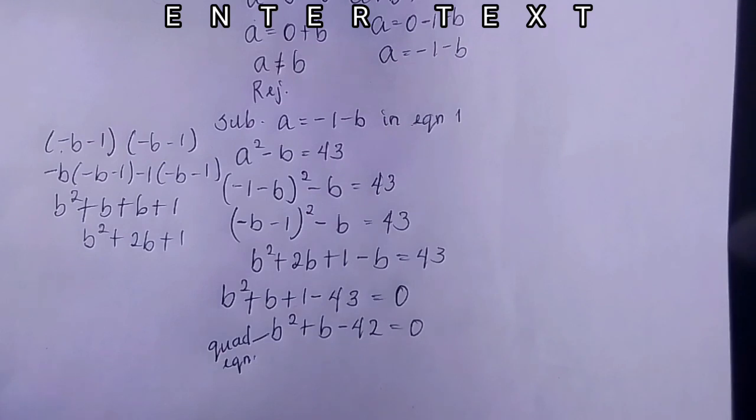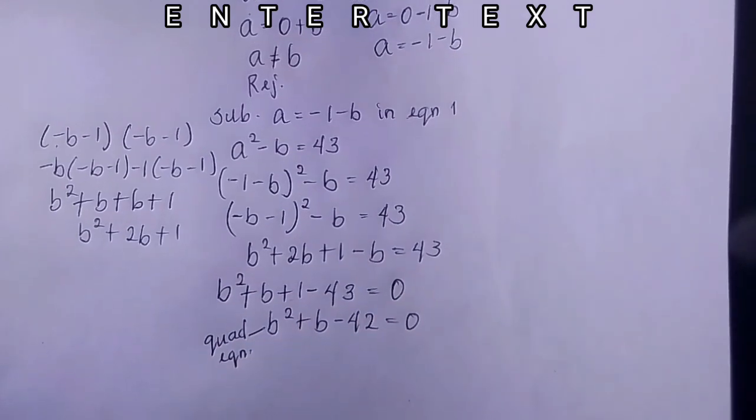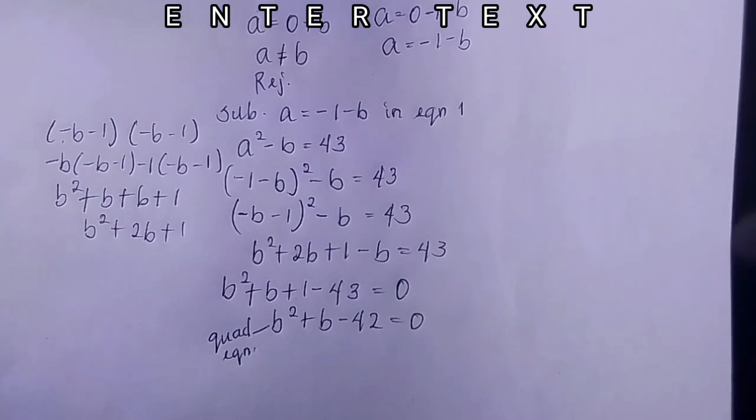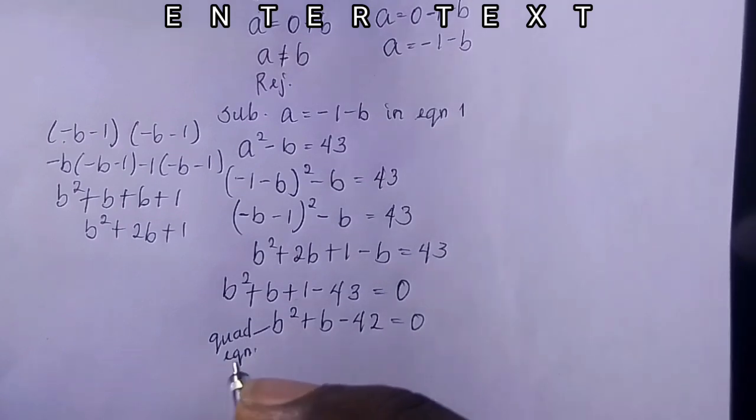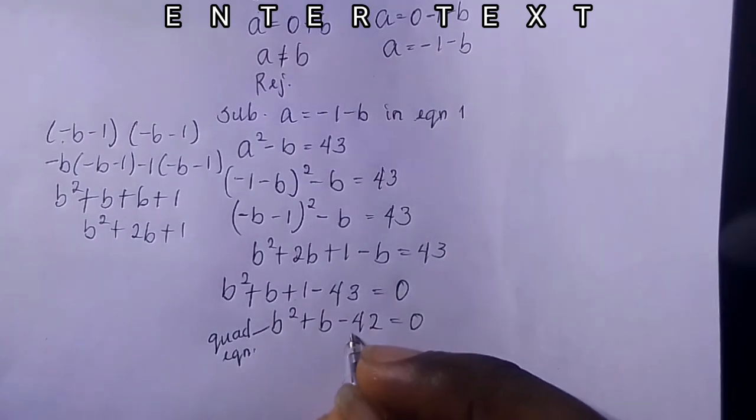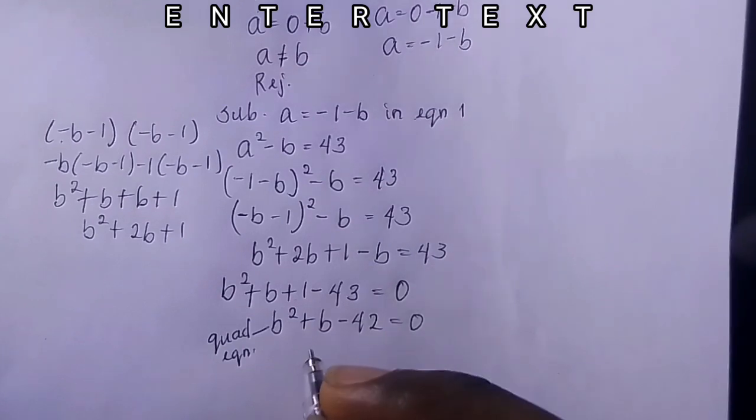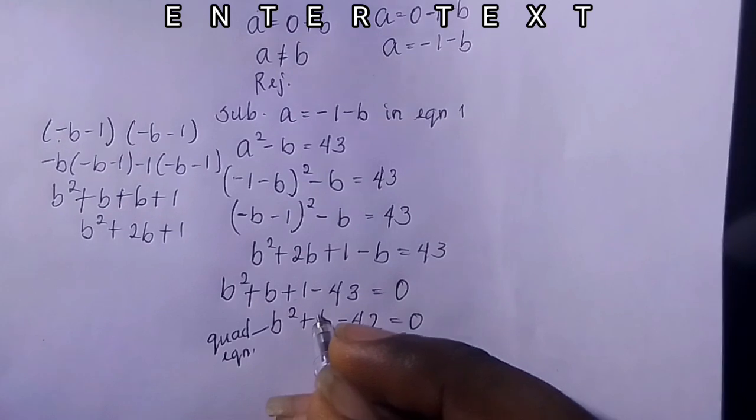Right? So from here we have a quadratic equation. So how do we solve this quadratic equation? We have to find the root of this equation. And how do we find the root of this equation? We can use the quadratic formula, or we can find two factors of minus 42 that, when we add them together, will give us plus 1, right?